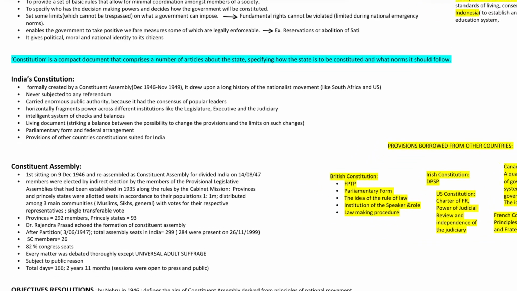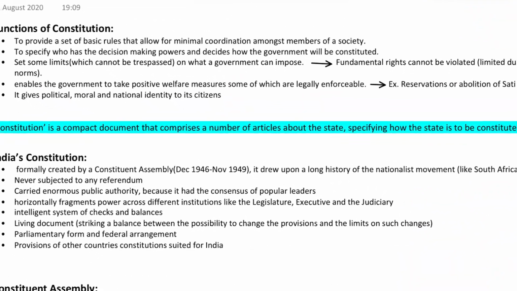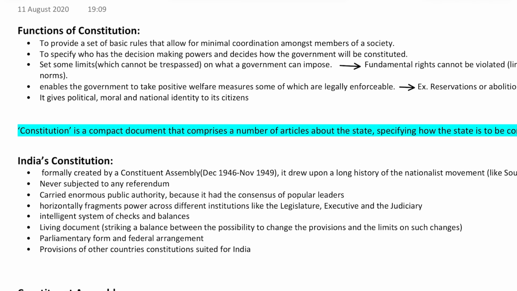First of all, the functions of the Constitution. The function of the Constitution is to provide a set of basic rules that allow for minimal coordination amongst members of the society. For a house, it would be a constitution for the house. The second function is to specify who has the decision making powers and decides how the government will be constituted. Third is to set some limits which cannot be trespassed on what a government can impose.